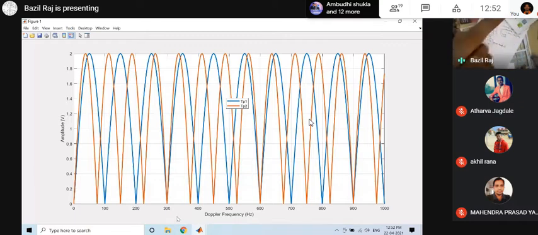Therefore, by stacking the PRF, selecting FP2 as 3/4 times FP1, your first blind speed is shifted to 300 hertz. It is not at 75 hertz or at 100 hertz.